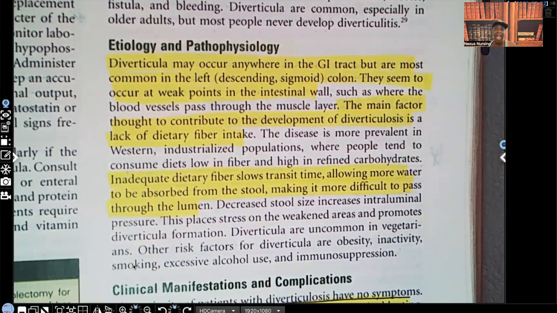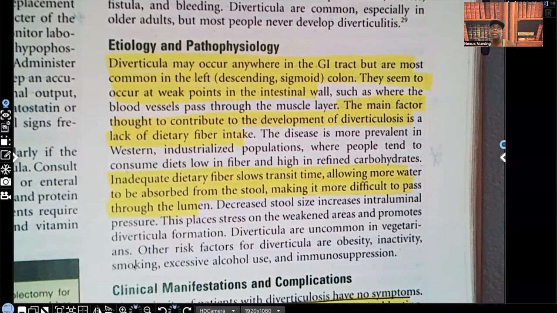They seem to occur at weak points in the intestinal wall. Those weak points are what cause that outpouching. The main factor thought to contribute to the development of diverticulosis is a lack of dietary fiber intake. Let's stop right there. That's important for you to know.